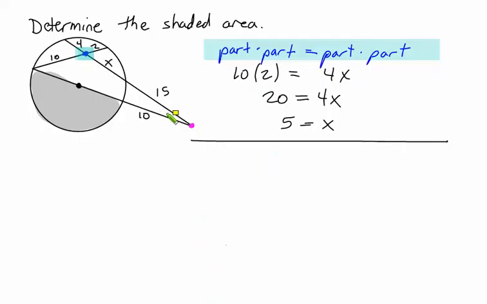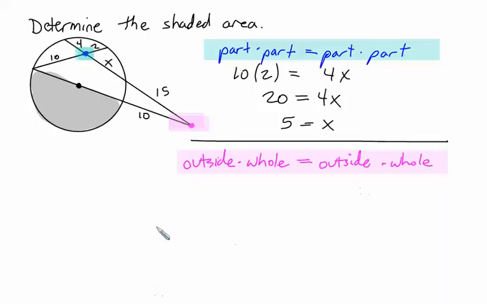Now in this particular problem, we can proceed to the point outside of the circle. The equation is that the outside portion times the whole thing is equal to the outside portion times the whole thing. Well, the outside portion of the upper secant would be a 15. The whole portion, 15 plus 5 is 20, plus 4 is 24.